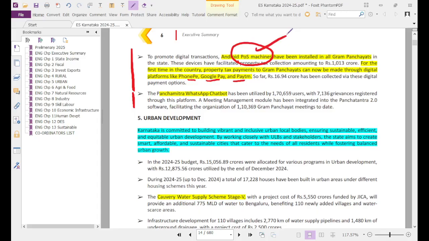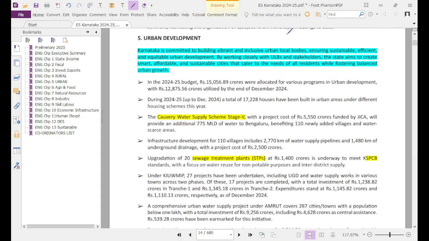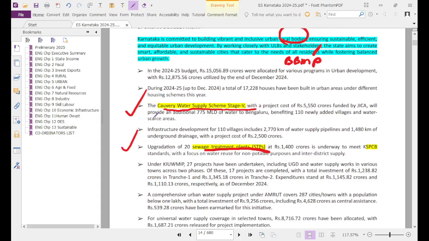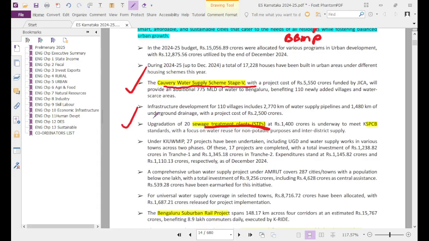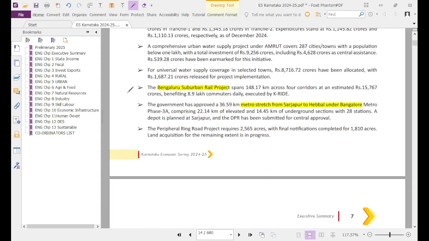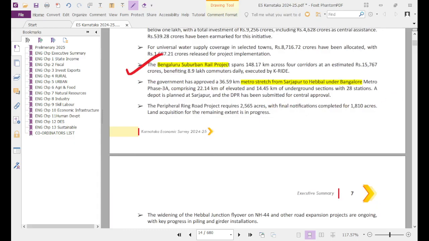easy delivery of services. When it comes to urban development, Karnataka has vibrant and inclusive urban local bodies running. BBMP is there in Bangalore, and in Dharwad, Hubli, Kalburgi, and various other places. Robust urban local bodies exist. When it comes to the Bangalore situation, the Kaveri water supply scheme is there. Sewage treatment plants are established, which are again regulated by the Karnataka State Pollution Control Board. Bengaluru suburban rail projects are happening, and a metro stretch from Sarjapur to Hebbal under Bangalore Metro is happening.